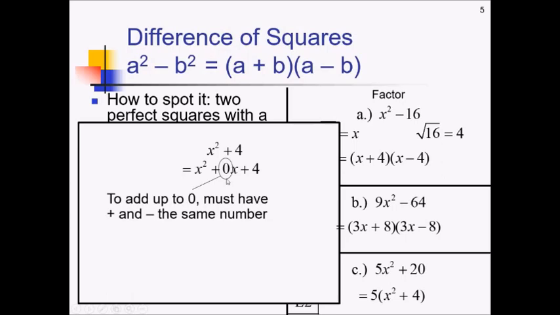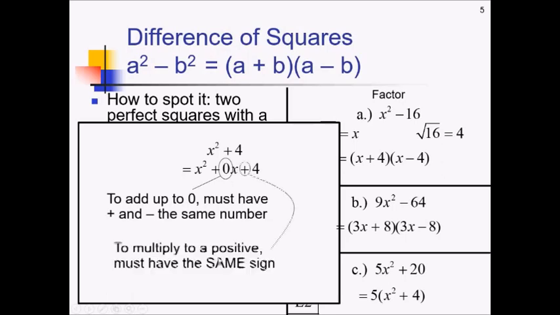But that's a little bit tricky because to get a positive 4, you would have to have factors that had the same sign, either both positive or both negative. Well, you can't have plus or minus and have the same sign at the same time. You can't have two negatives and two positives and also have a positive and a negative. It's one or the other. So because of this, we will never be able to factor something that is the sum of two squares.